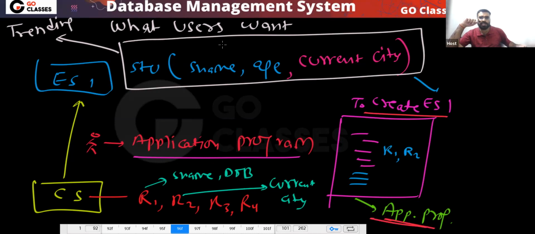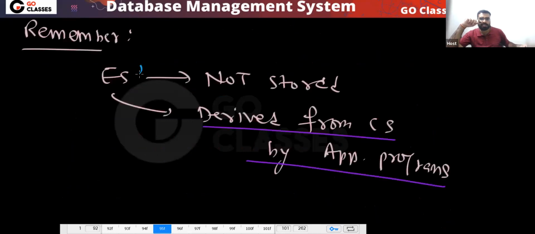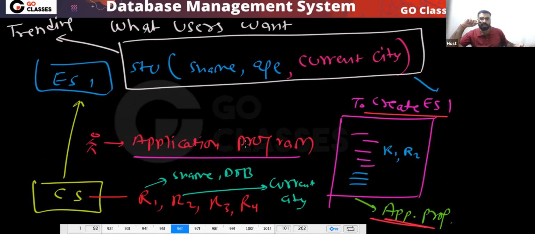Now notice that if I change the conceptual schema, remember this external schema was derived from the conceptual schema by the application program. So if I make some changes, for example, if I delete this R1, or divide this R1, then what will happen?